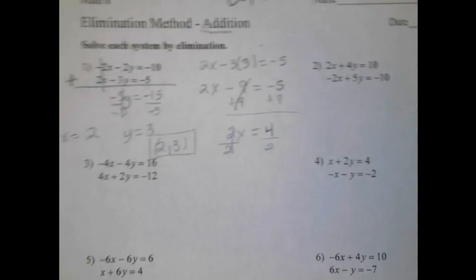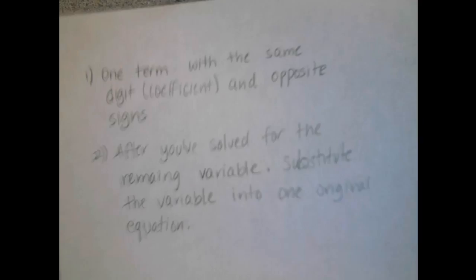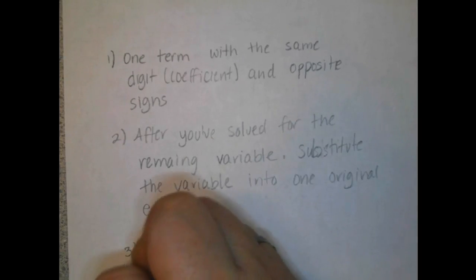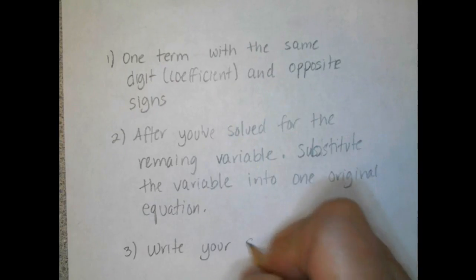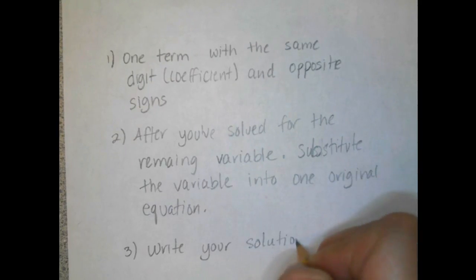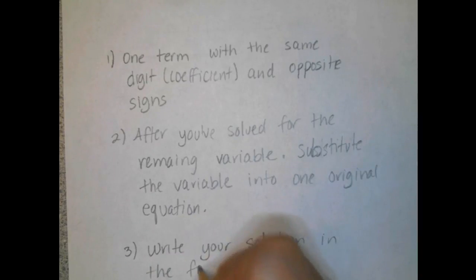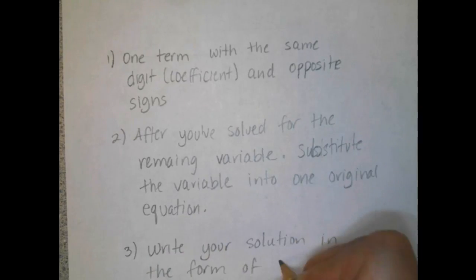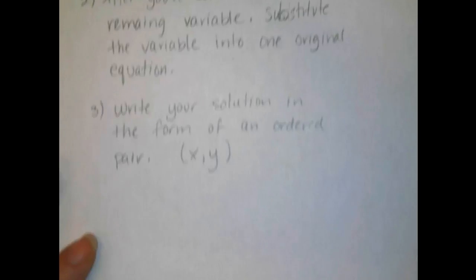As soon as I see you guys are done writing here, I'm going to flip over and have you write number 3. Write your solution in the form of an ordered pair. What does an ordered pair look like? X, value of x, comma, value of y. Oops, sorry.